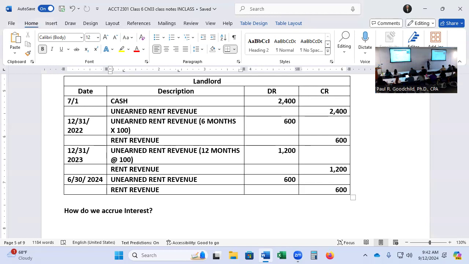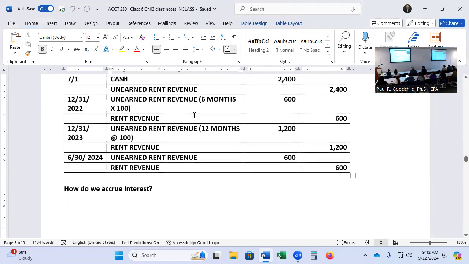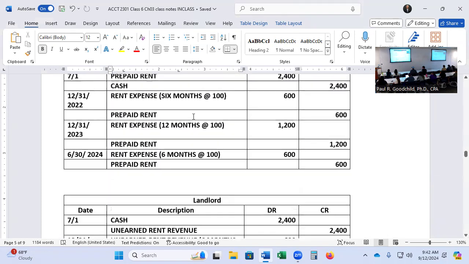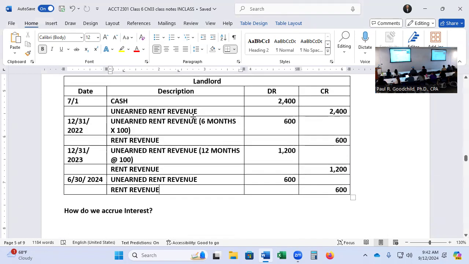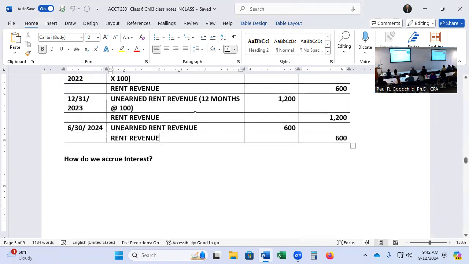So you can substitute rent here for prepaid insurance or prepaid advertising and do this exactly the same way. You just change the account names. Any type of prepaid can be done exactly like this. Again, on the other side, you wouldn't be a landlord, you'd be whatever insurance company or advertising company.